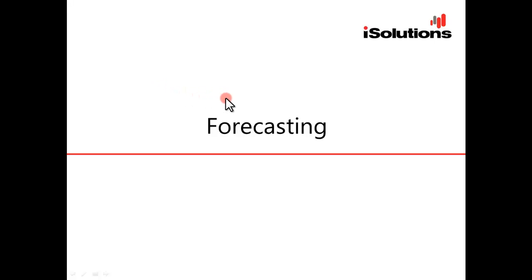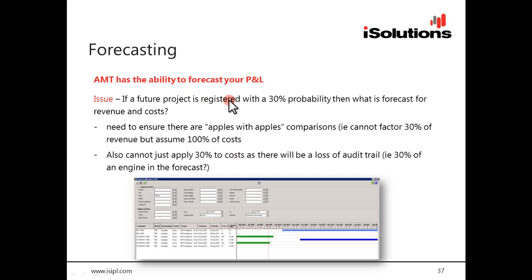Okay, now this area does get a little bit complex, but again, it's more about understanding the principles. So AMT has the ability to forecast your P&L. So what we've talked about up until now is really looking at having your actuals recorded, your actual revenue, your actual costs, what should be in your provision account right now. But AMT's got the ability to forecast your P&L, forecast your revenue, forecast what your costs are going to be.